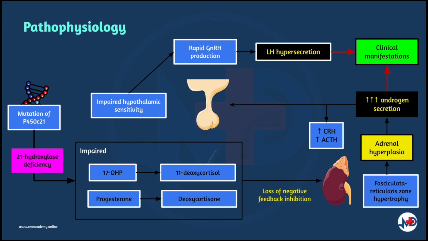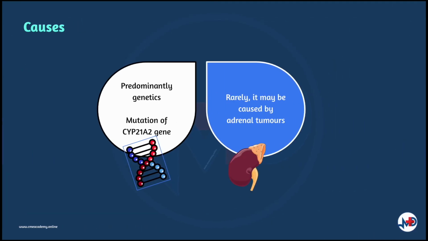which we'll be discussing soon. The causes of late-onset congenital adrenal hyperplasia are predominantly genetic, where there is a mutation of the CYP21A2 gene, and rarely it may be caused by adrenal tumors.